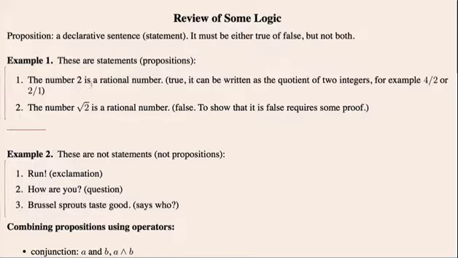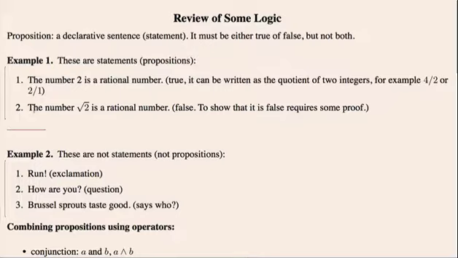The number 2 is a rational number. This is a true statement. We can write this as a quotient of two integers, which is the definition of a rational number. For example, we can write 2 as 4 over 2, or we can also write it as 2 over 1.